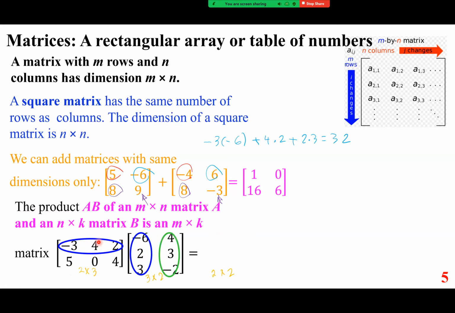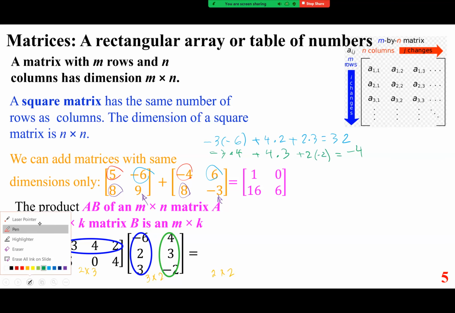So if we wanted to multiply this, minus 3 by 4, let me write that. So minus 3 times 4 plus 4 times 3 plus 2 times negative 2. That gives you negative 4 again, just to show you. Minus 3 times 4, 4 times 3, 2 times minus 2, we add them up. So we have 32 here, minus 4 here.